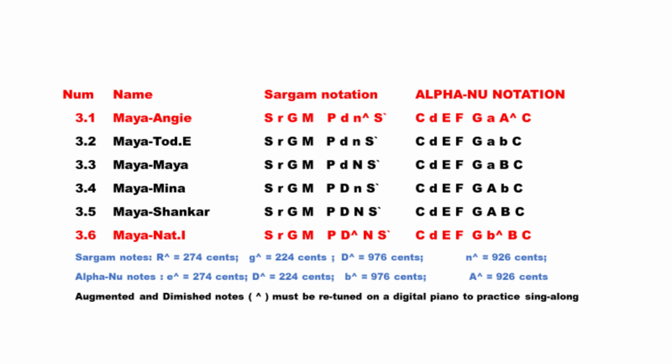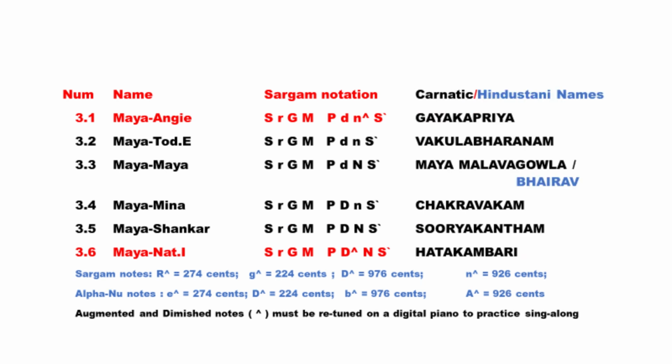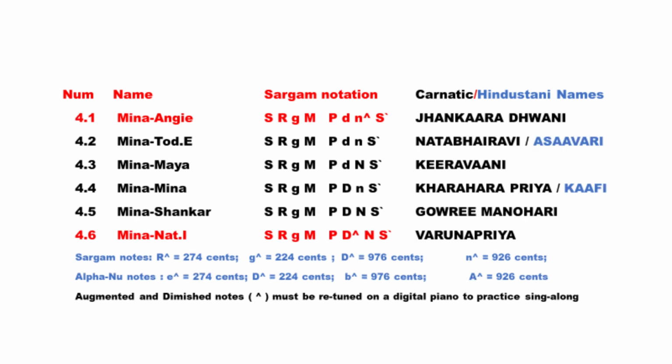There, among the six names of Carnatic music, only one, Maya Maya or Mayamalavagaula, has a Hindustani equivalent called Bhairav. Now the house of Mina has two Hindustani names, Asavari and Kafi, for Natabhairavi and Kharaharapriya respectively. By the way, Kharaharapriya, you know, is Dorian, and Natabhairavi or Asavari, Mina Toddy, is the natural minor.